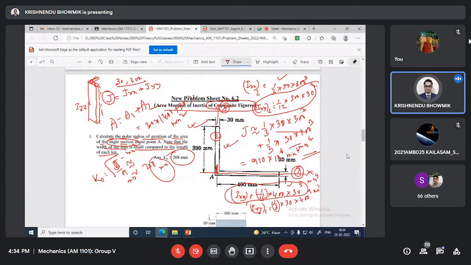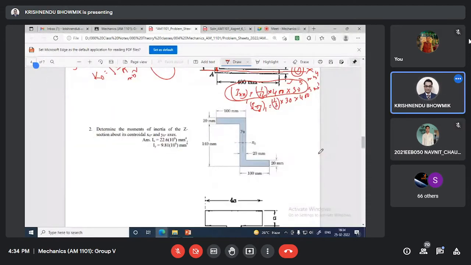Polar moment of inertia. J equal to A, or maybe this way we can write J equal to k squared A. That relationship we are using, or kz here. Is it okay? Yes, sir.